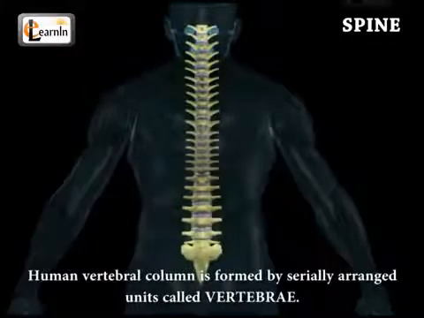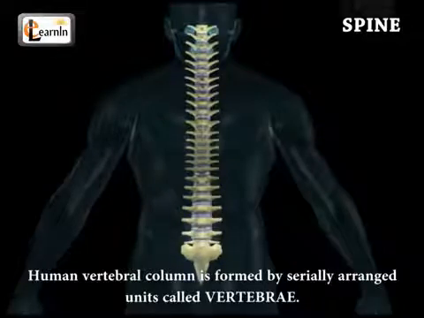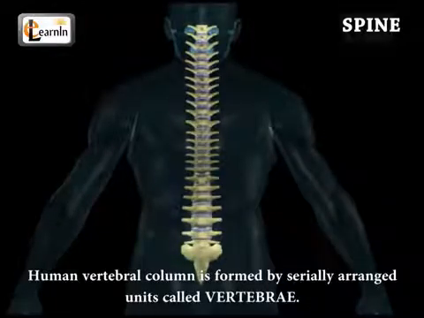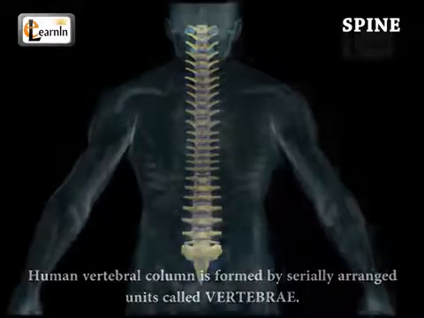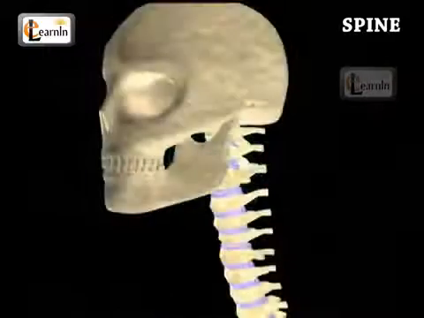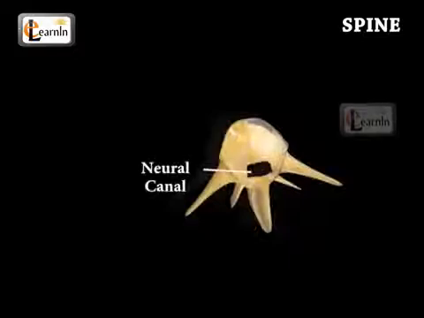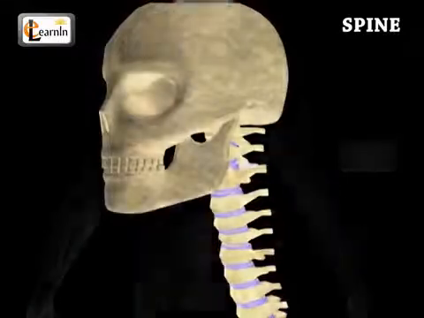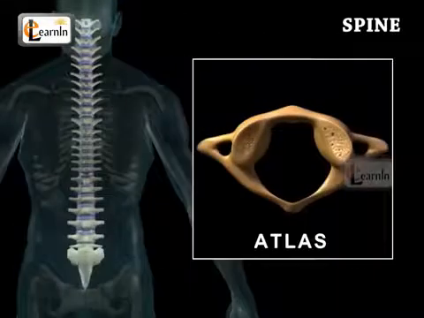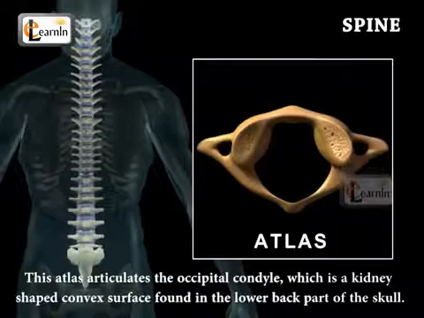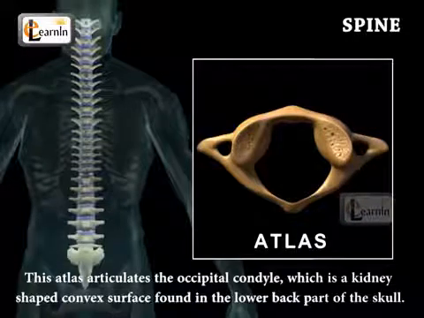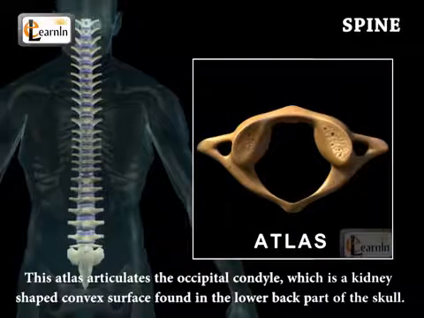Human vertebral column is formed by serially arranged units called the vertebrae and are inwardly placed. This vertebral column extends from the base of the skull and constitutes the main framework of the trunk. These vertebrae have a central hollow portion, which is called the neural canal. The spinal cord passes through this neural canal. The first vertebra is called the atlas, and this atlas articulates with the occipital condyle, which is a kidney-shaped convex surface found in the lower back part of the skull.